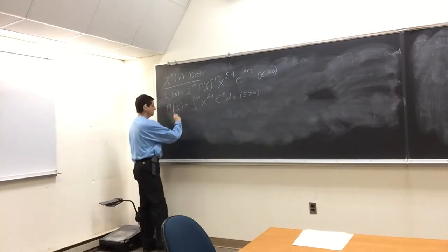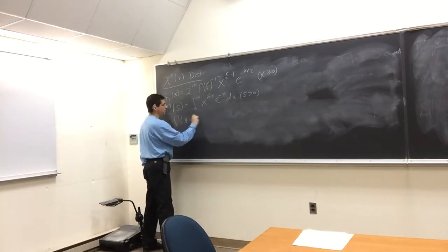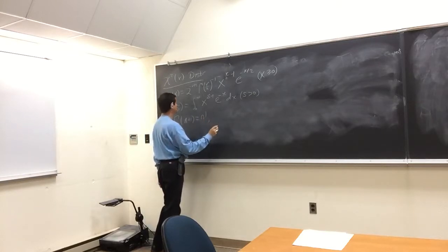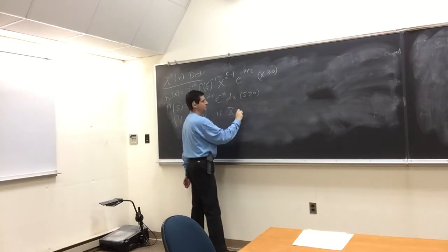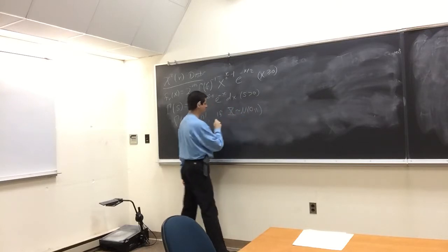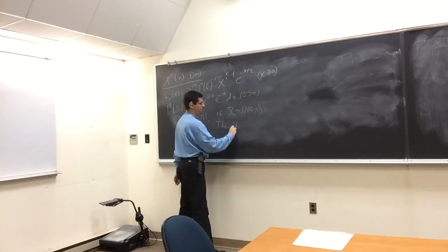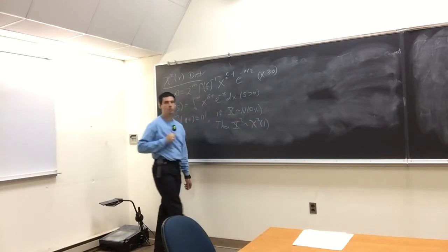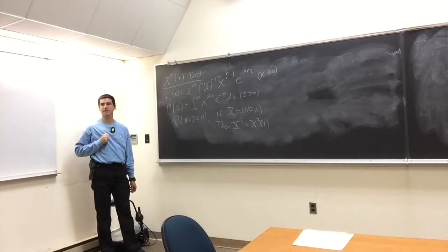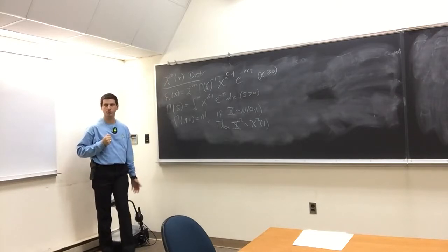We know gamma of n plus 1 is n factorial, and we know if x is normal 0, 1, then x squared is a chi-squared random variable with 1 degree of freedom. We proved that last time. This is one of the reasons why it's so important.